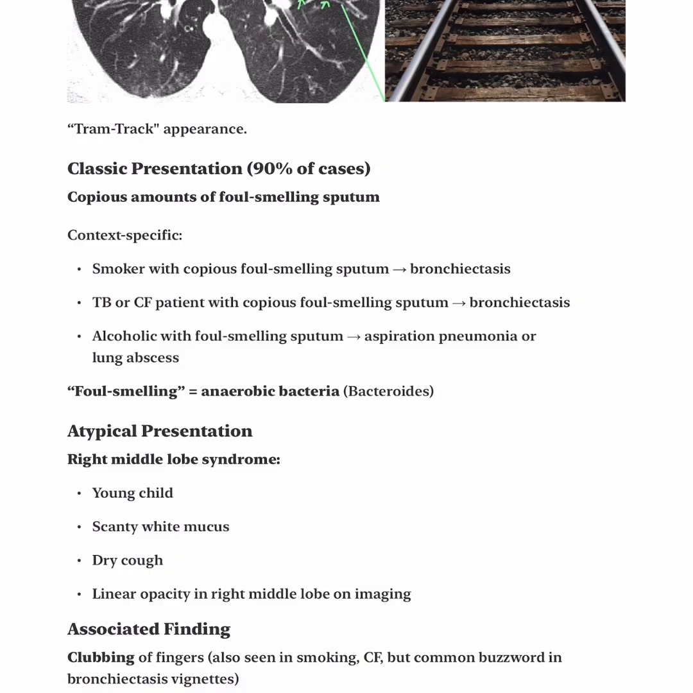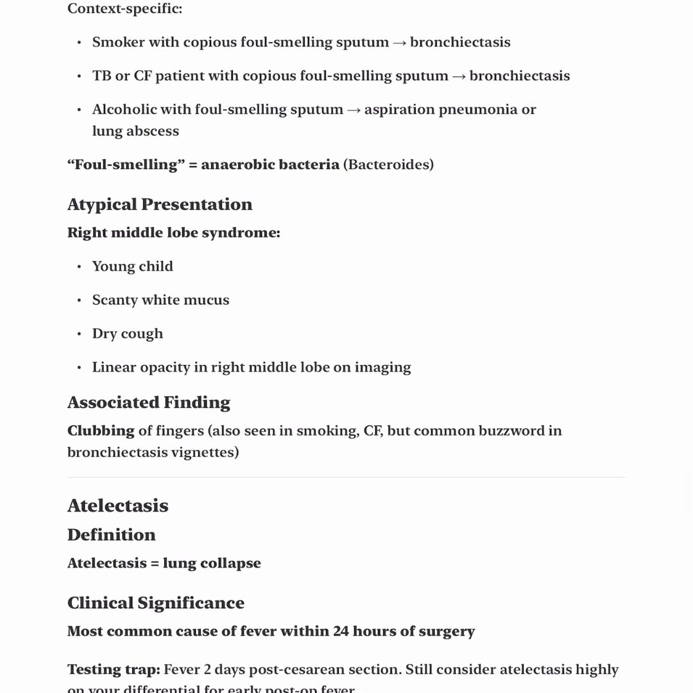As far as atypical presentation, you might have a right middle lobe syndrome where you have a young child, scanty white mucus, dry cough, and linear opacity in the right middle lobe on imaging. The associated finding is the clubbing of fingers, and this is also seen in smoking, cystic fibrosis, but the common buzzword in a bronchiectasis vignette. So you have to know that clubbing of the fingers needs to point you in that direction.